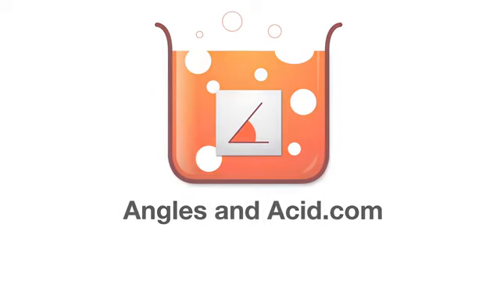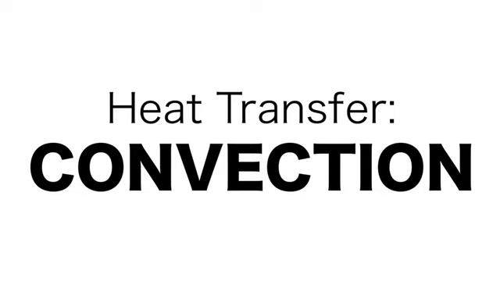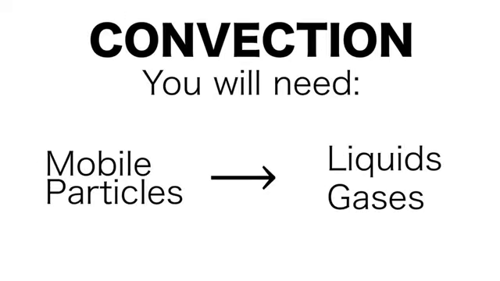So in this episode we are going to look at convection as a form of heat transfer. To do convection you will need the following. You need some mobile particles, so this will be things like liquids and gases. If you don't have any mobile particles then you can't do convection.